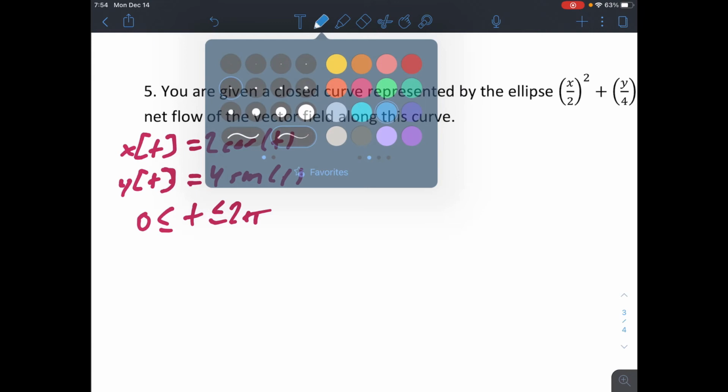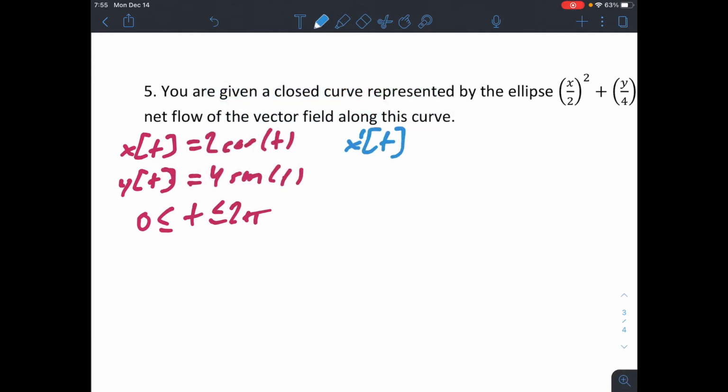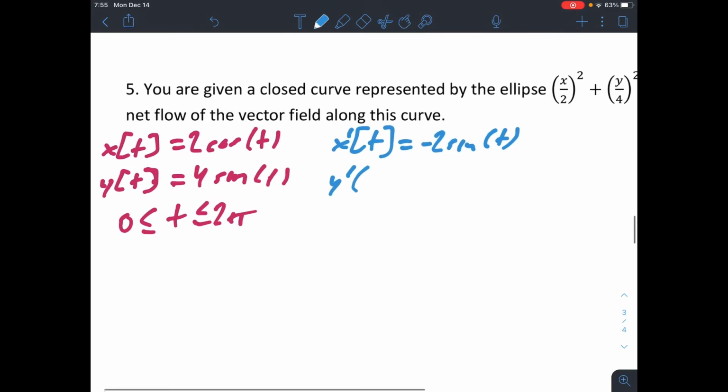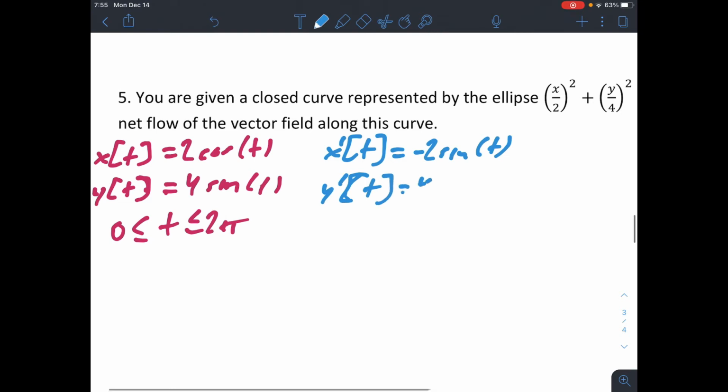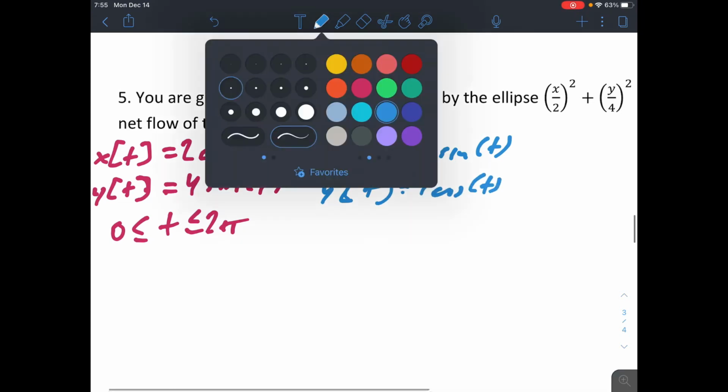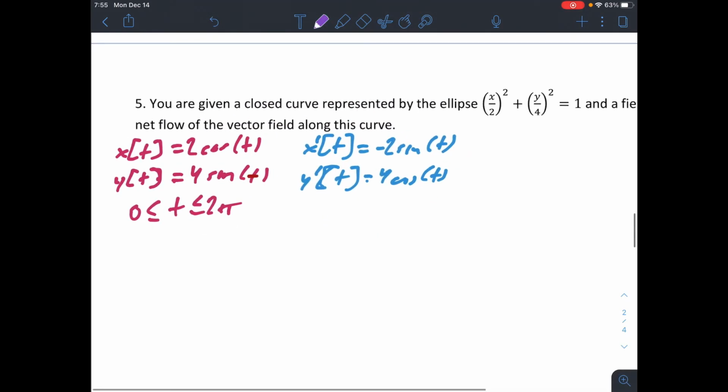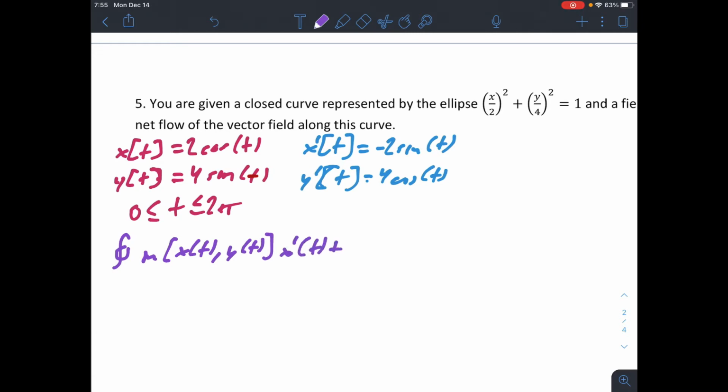And just because I know we're going to need these later, I'm going to go ahead and take the derivative of both of those as well. That's going to give me negative 2 sine t and positive 4 cosine t. All right, so it's net flow along the curve. So we set up our integral here. We're doing m times x prime plus n times y prime.